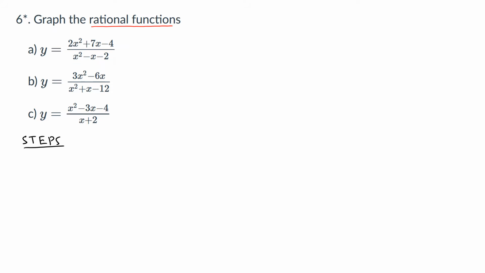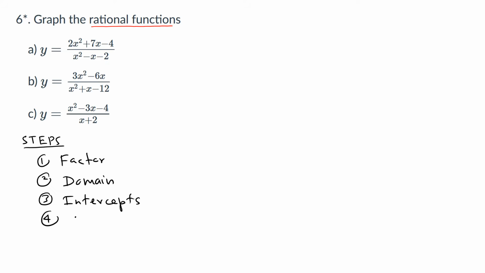As the first one, we normally factor. That is the major step because we need those factors to find solutions. So we're gonna factor. The second one is we're going to find the domain. As the third step, we're going to find intercepts. And then we're going to find asymptotes.